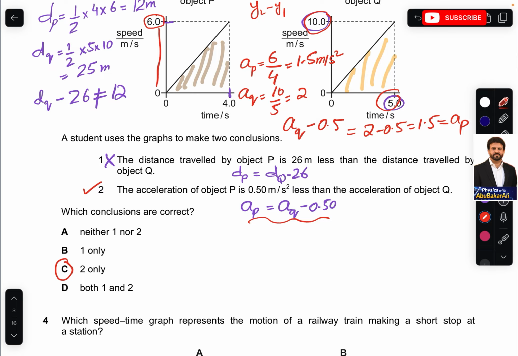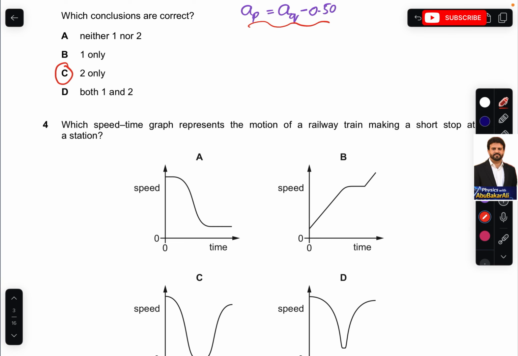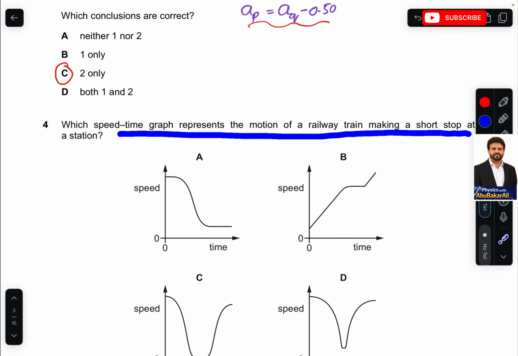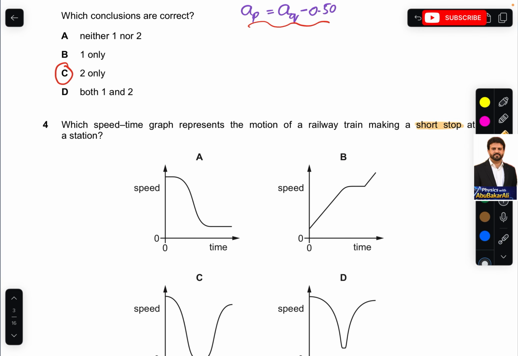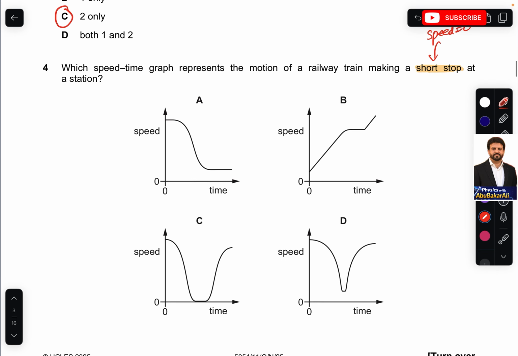Okay. In the question 4, what they're asking, which speed time graph represent the motion of railway train making a short stop at a station? So this is important. Short stop. Short stop mean speed should be equals to 0. It should be at rest. Okay. Their speed is not at 0. Their speed is at 0. So this is correct. This is also incorrect. Okay.